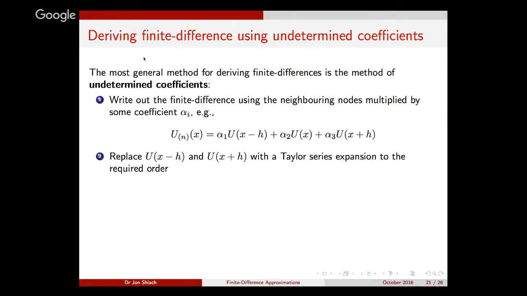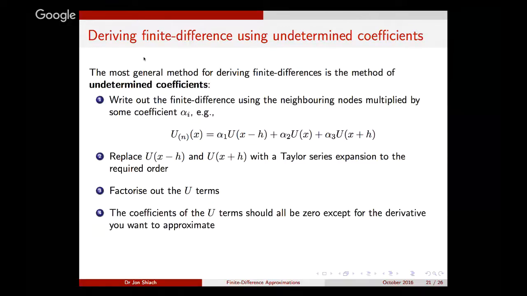And what we do is we replace these two, u(x minus h) and u(x plus h), with Taylor series. We factorize out all the u terms, and eventually we'll end up with a linear system of equations in terms of the alphas. I know this is quite difficult to comprehend at this moment, but as soon as you see an example, it becomes clear. So we form a system of equations in terms of alpha, solve that system of equations, we've got our alpha values, and therefore we've got our finite difference approximation.